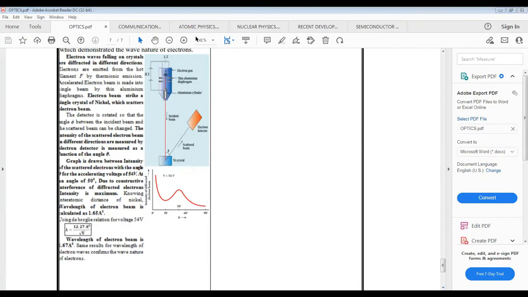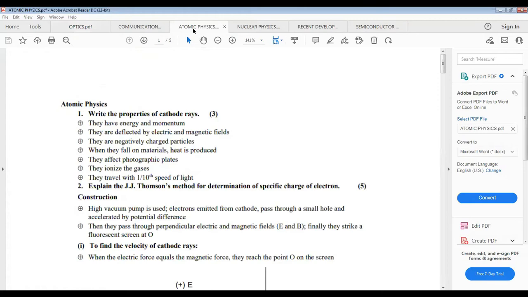Let us go to our next lesson, atomic physics. In atomic physics, write the properties of cathode rays. Cathode rays carry negative charges. Whenever they carry charges, they are affected by electric and magnetic fields. They travel in a straight line. They have momentum and energy. When they fall on material, heat is produced. They affect a photographic plate also.